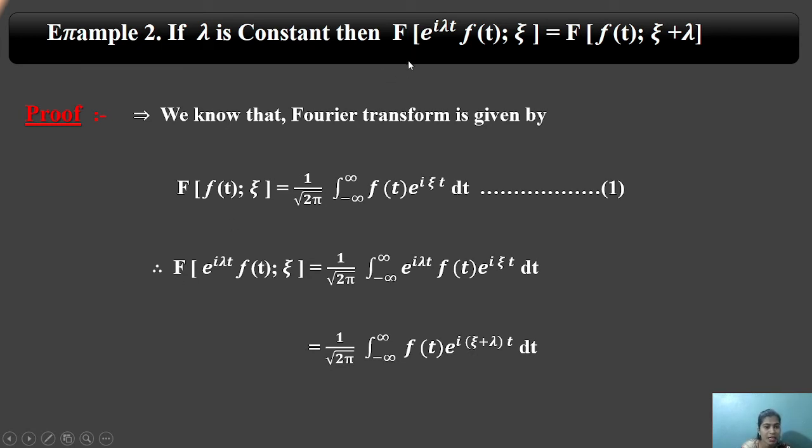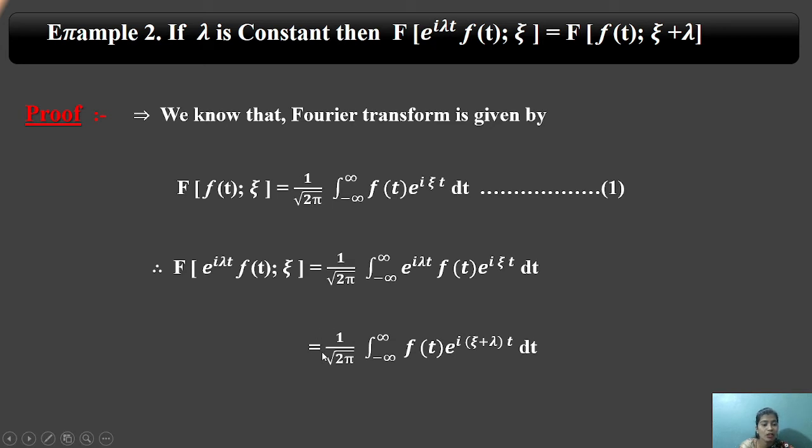Then the function will be given in the second example, that is e to the power i lambda t times f(t). F of this at xi equals, putting in all this value, 1 upon square root of 2 pi, integration from minus infinity to infinity, e to the power i lambda t times f(t), with both of these constants in this form, e to the power i xi t dt.